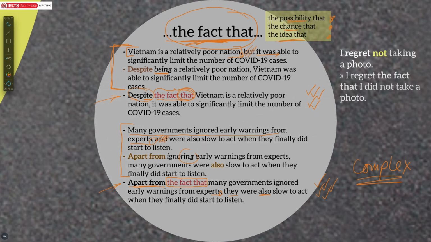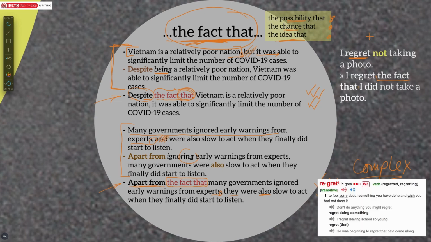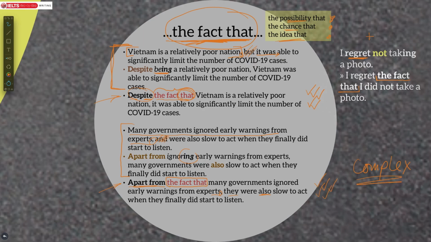But remember, going back to that list of verbs that we've already talked about, the verbs that allow you to use a gerund phrase after them, there are some of them that do allow this. So take, for example, the word regret. I feel sorry. I wish I could change it. So regret, I feel sorry for something I did in the past. And I can use the fact that, and then the sentence itself is very basic. I regret the fact that I did not take a photograph.